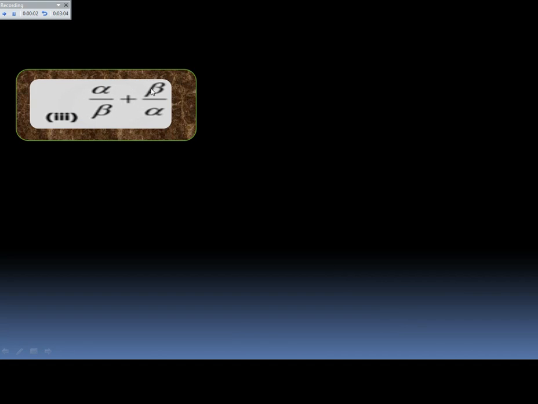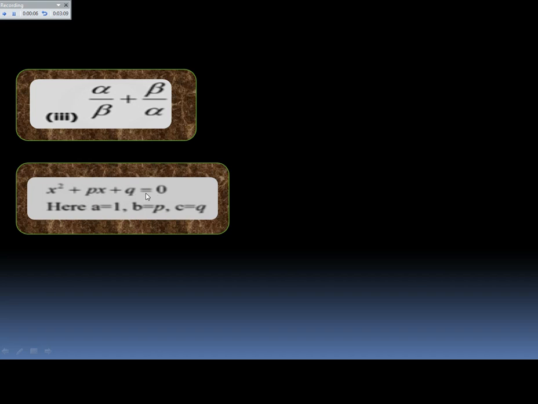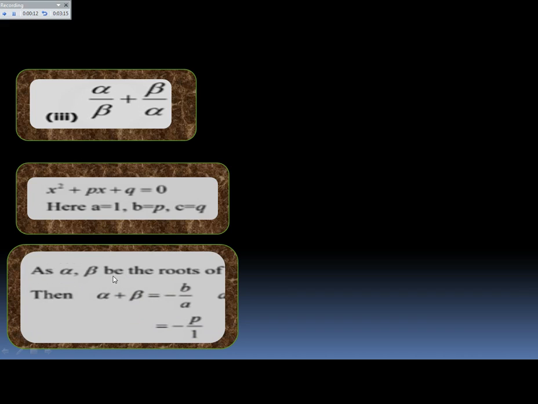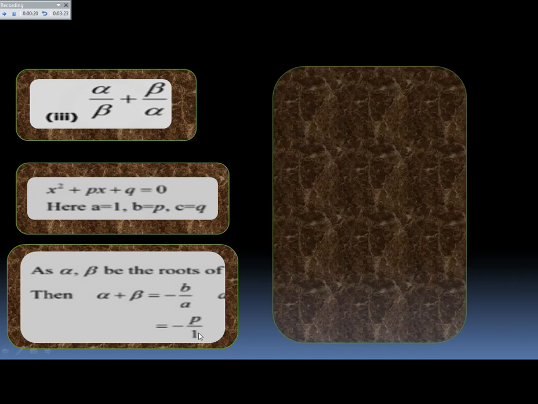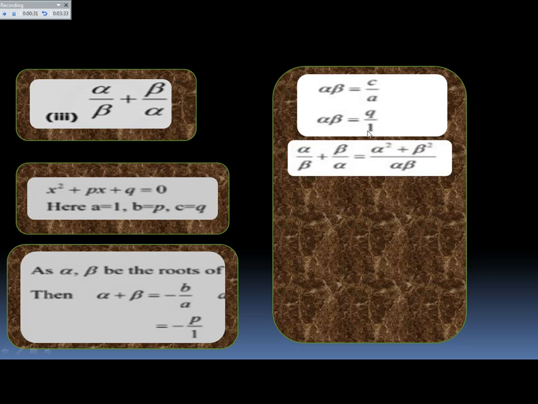Alpha upon beta plus beta upon alpha is the third question. x square plus px plus q is equal to 0. Here a is equal to 1, b is equal to p and c is equal to q, as before. As alpha, beta are the roots of the equation, alpha plus beta is equal to minus b upon a. Putting the values, minus p upon 1. Then alpha beta is given by the product formula c upon a. Putting c is equal to q and a is equal to 1, we get the values.